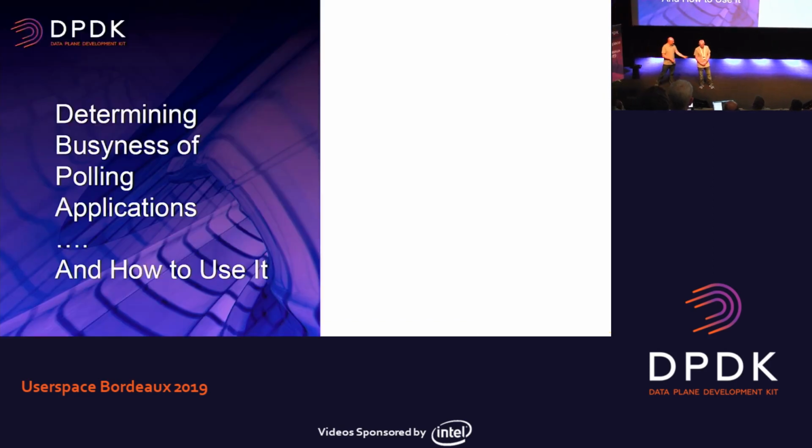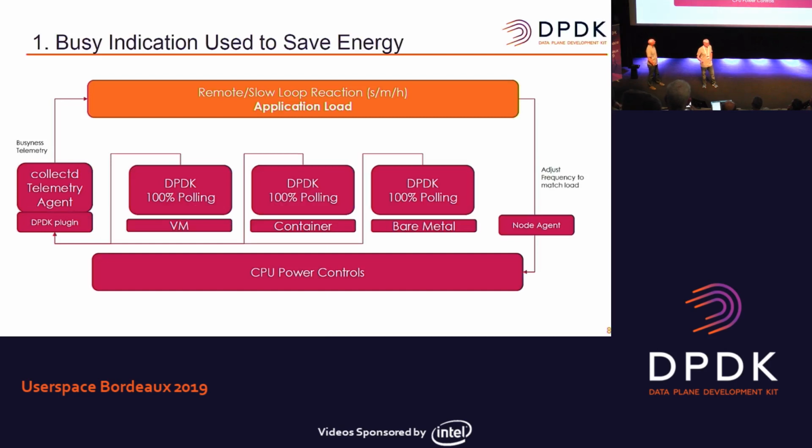Okay, I'm going to talk about this. This is about determining busyness. If you look at the diagram, at the center we've got DPDK polling on bare metal, DPDK polling 100% on containers, and again on VMs. The problem is that we want to try and get a standard mechanism so that those applications can report out to, let's say, orchestration or to CollectD or somewhere else how busy they are.